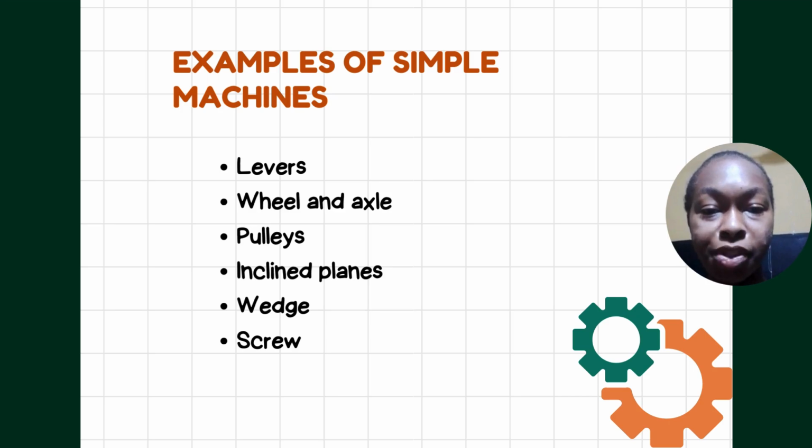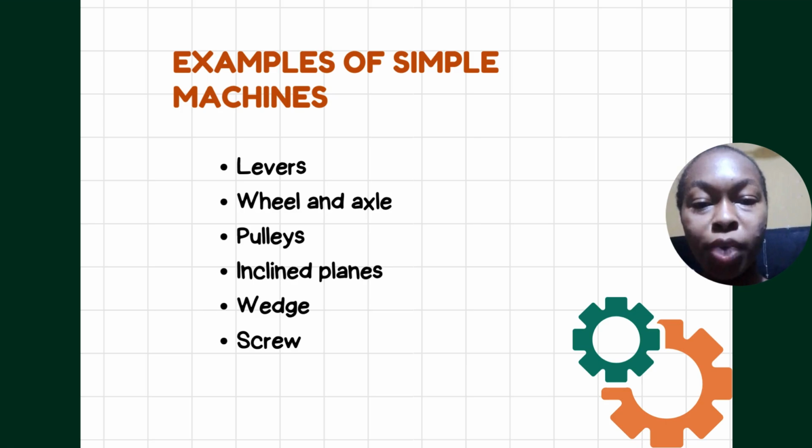Examples of simple machines include the following listed on the slide. The first is the levers. The second, we have the wheel and axle. Third, we have the pulleys. Fourth, we have the inclined planes. The fifth, we have the wedge. And the last one, the screw. Most of us have encountered some of the simple machines. As I give more simple examples, you will understand.